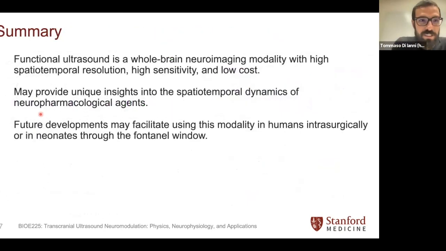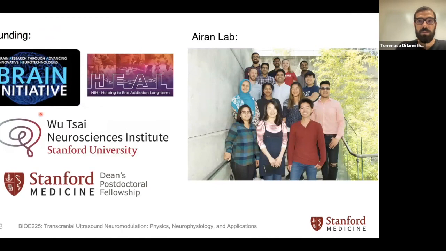Okay, so in summary, functional ultrasound is a whole brain neuroimaging modality. We have high spatiotemporal resolution, high sensitivity, and conveniently low cost. It may provide unique insights into the spatiotemporal dynamics of neuropharmacological agents, like for example, ketamine. And in future developments, it may be established more for humans, either intrasurgically or in neonates through the fontanelle window. And then I would like to thank our funding bodies and the Aaron Lab for making this work possible.